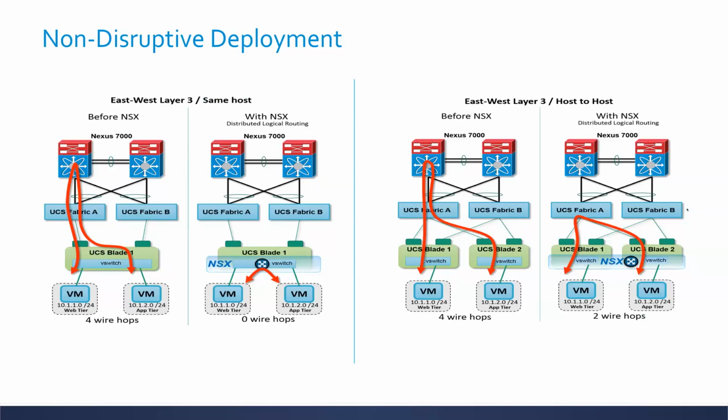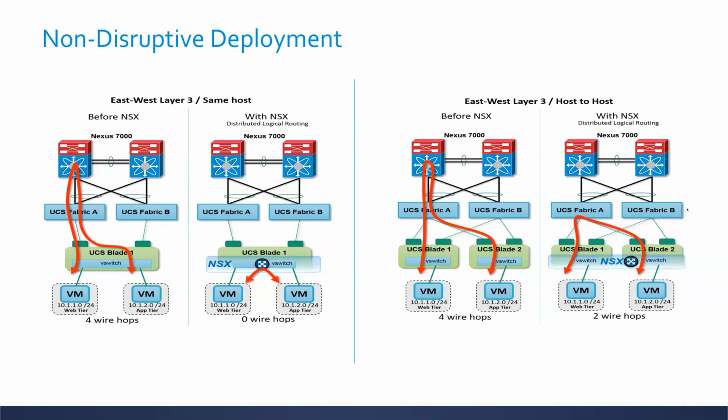In example 1, all the way on the left, we go all the way to the 7K and come back down. But in the second example, we're doing routing locally on the blade. Two different subnets, zero hops. We saved utilization as well. To the right, host to host.